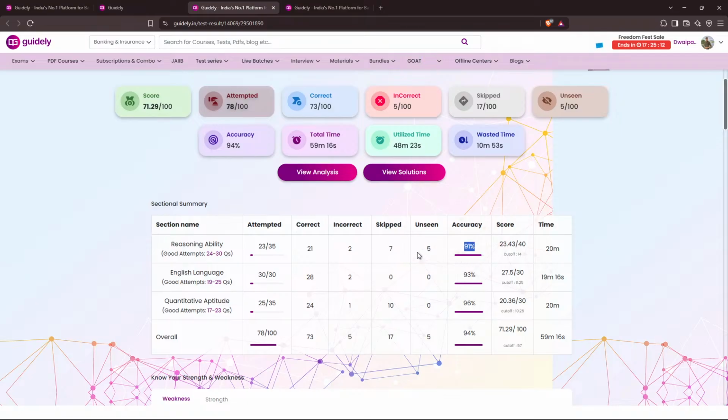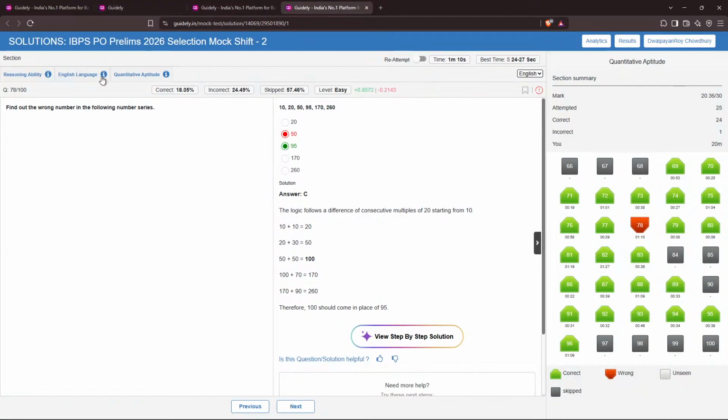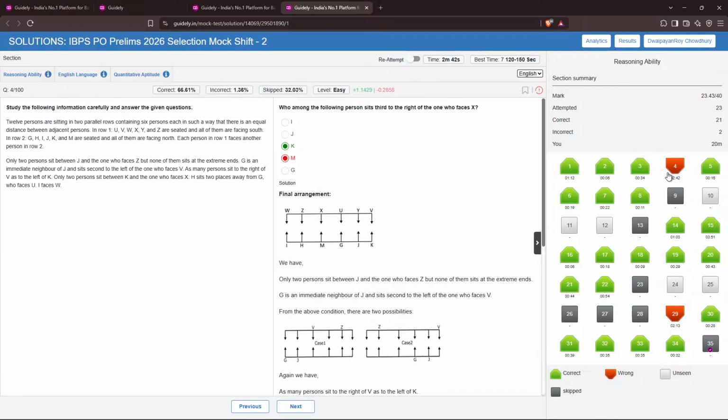Accuracy, not good, not good, absolutely not good. In English, it's all right. In quants, I would still say all right. But in reasoning, I have so much to do. Let me see where things went wrong in reasoning.